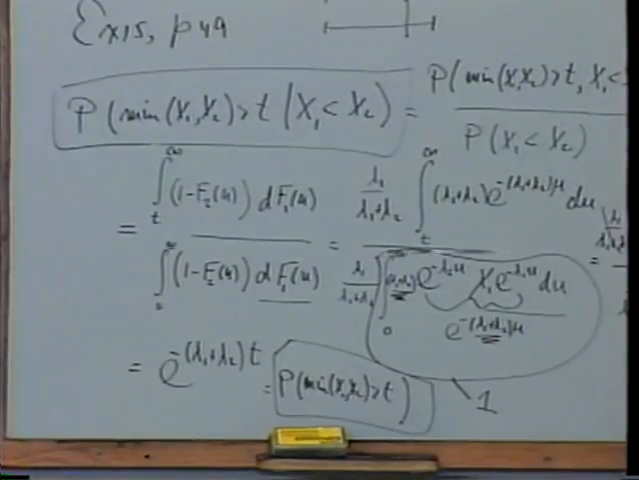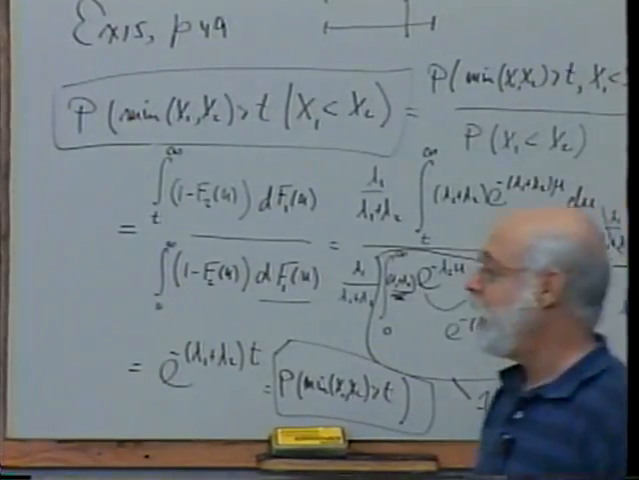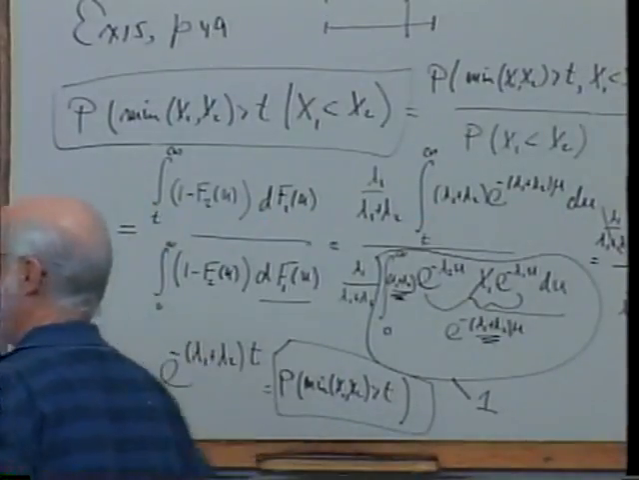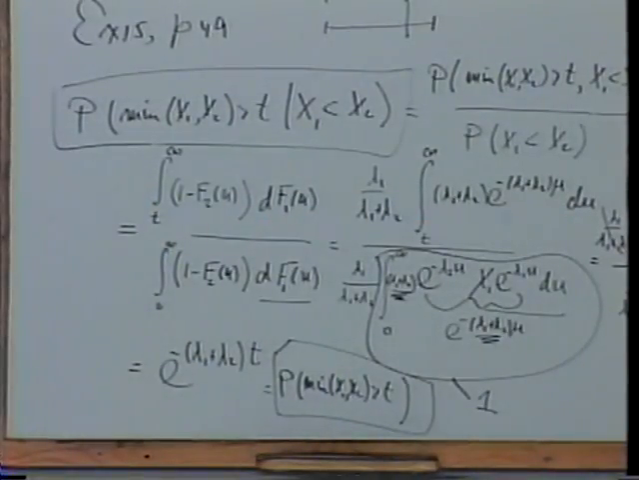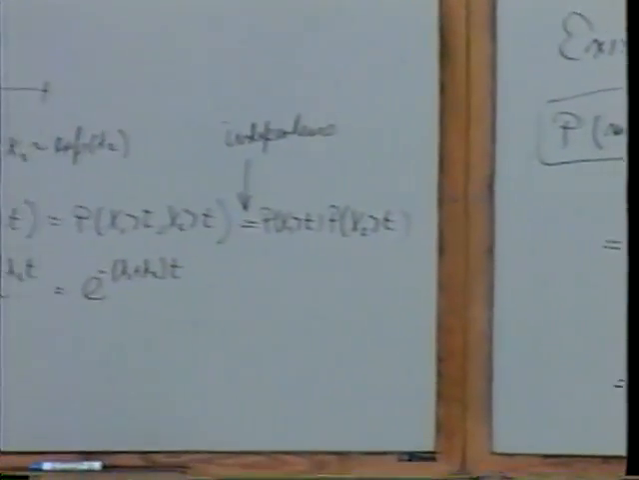Okay, now this is important for our application, because now I want to go back to the model of an MMSQ and look at the output process. Okay, so can I erase this?